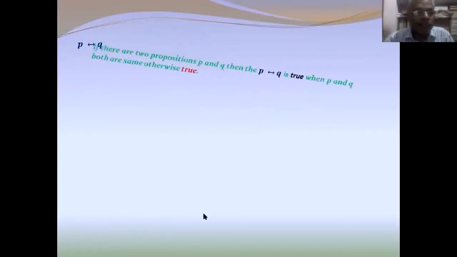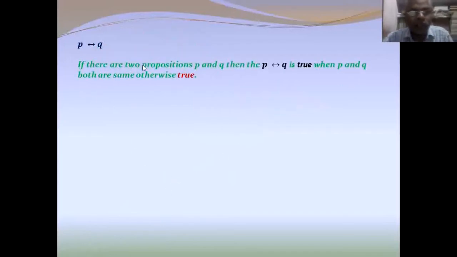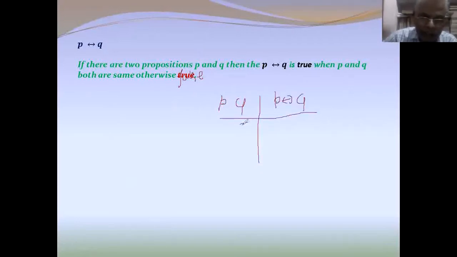The second conditional connective is P double implies Q. The definition of P double implies Q is: if there are two different propositions P and Q, then P double implies Q is true when P and Q are both the same, otherwise it is false. Suppose here P and Q are two different propositions. The total interpretations will be true, false, true, false and true, true, false, false: 2 times true, 2 times false.